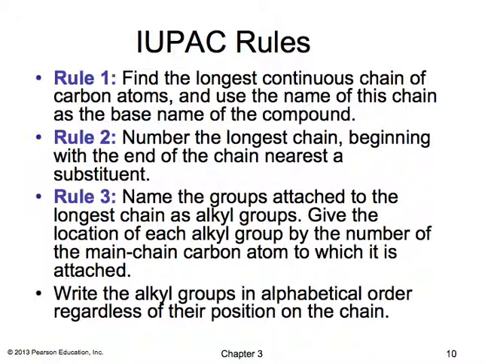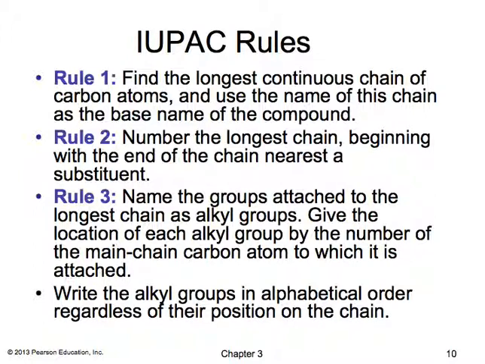So if we look at the IUPAC rules, we can go down the list. Rule 1 is to find the longest continuous chain of carbon atoms and then use the name of this chain as the base name of the compound. Rule 2 is to number the longest chain beginning with the end of the chain nearest a substituent. So you can number it from left to right or right to left, and you want to number it accordingly to wherever the substituent is closest to the left end or the right end.